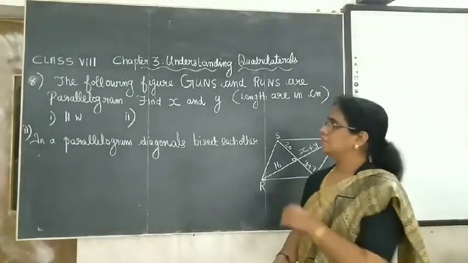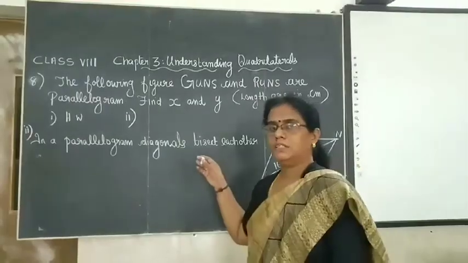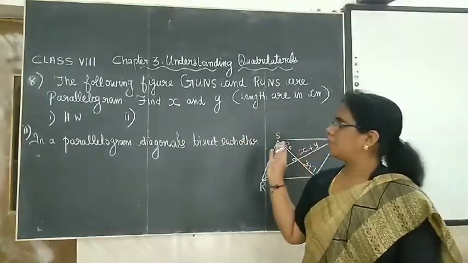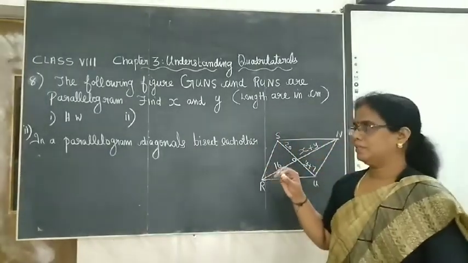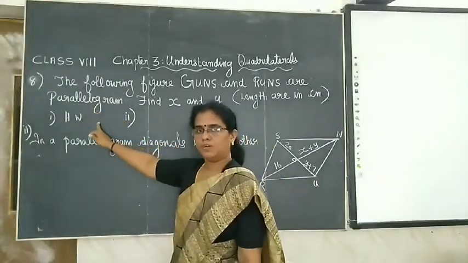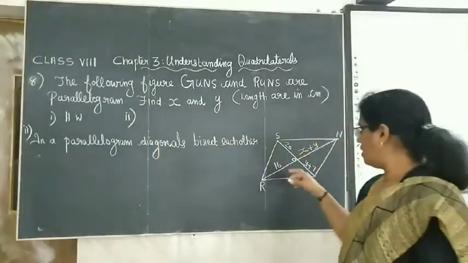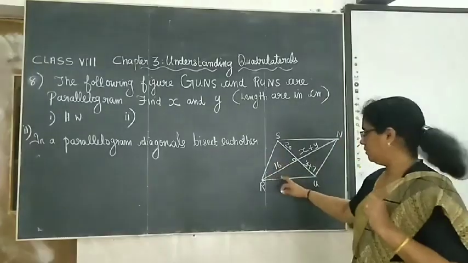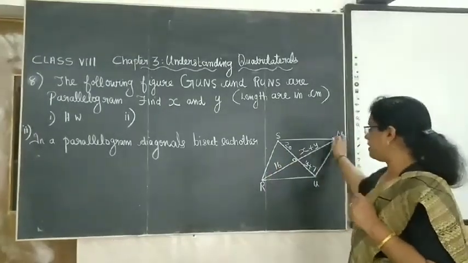Now we will discuss question number 8. That is the following figure. GUNS and RUNS are parallelograms. Find x and y. The first question, do as homework. The second question we will discuss now, that is RUNS. And when you mark the letters, you write in this order, RUNS.